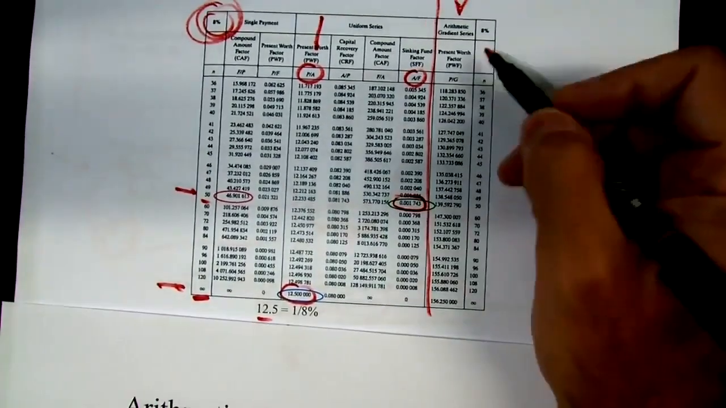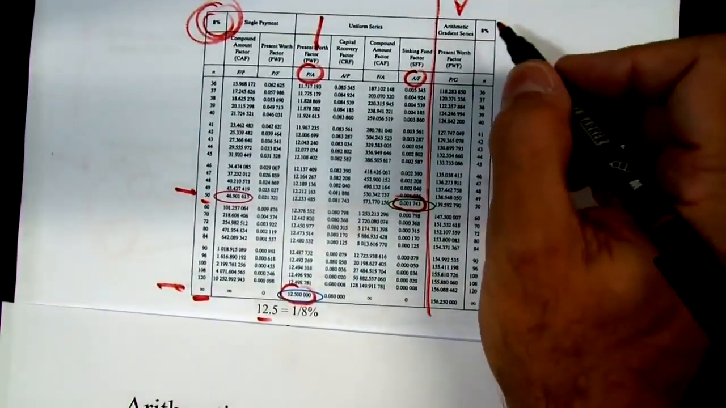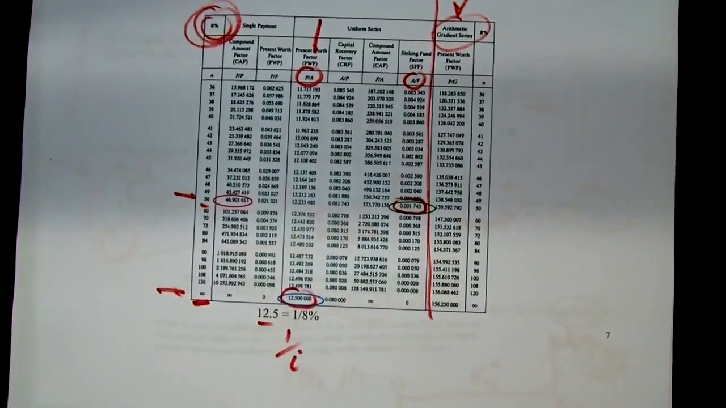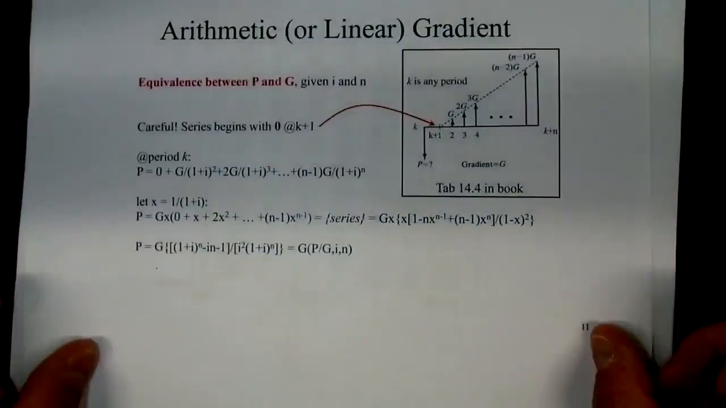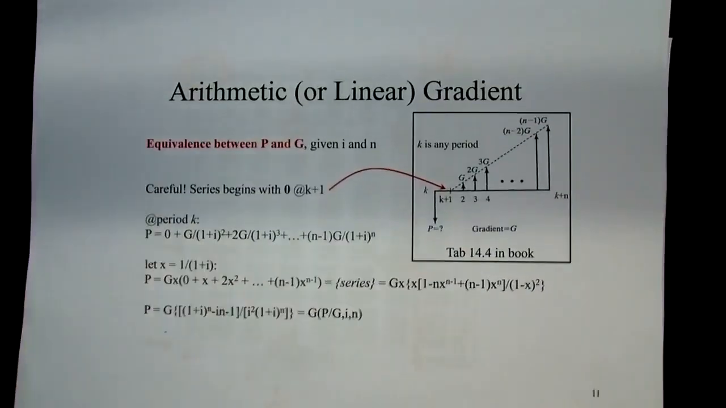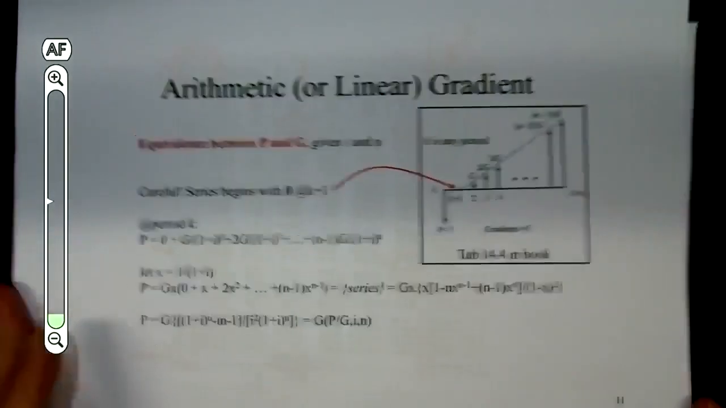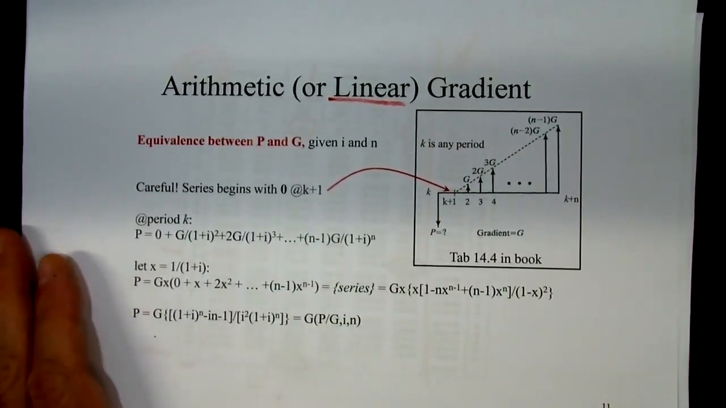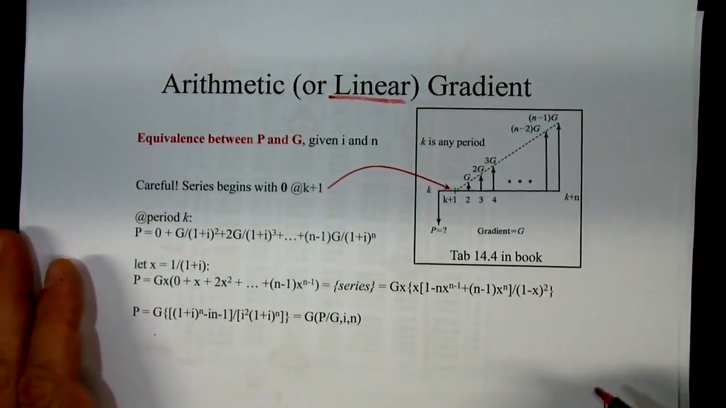But anyway, let's start with the easy one, which is what is called the arithmetic gradient series. So let me go into the definition of that. What is that arithmetic or linear gradient calculation? It's again an equivalence.